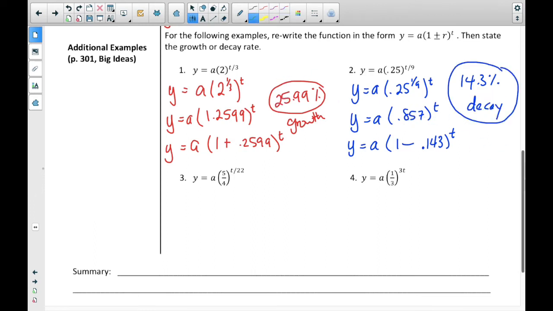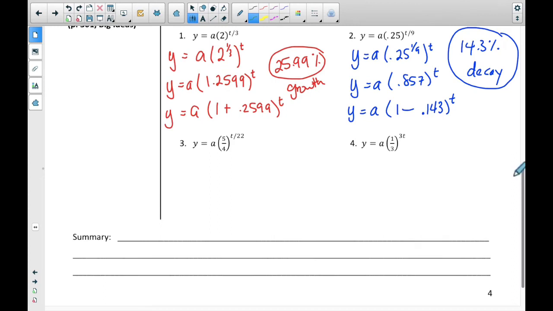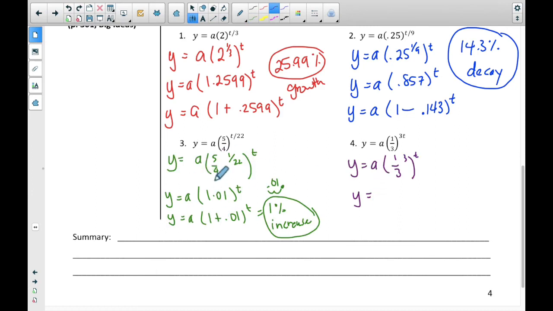I said I wasn't going to do all of them because I want the video to not be too long. So I'm going to skip number 3. I might just write the answer so you can see it. In fact, I'll do that right now. And then we'll do number 4 together. Okay, if you did do number 3, it comes out to be a 1% increase. But let's look at number 4.